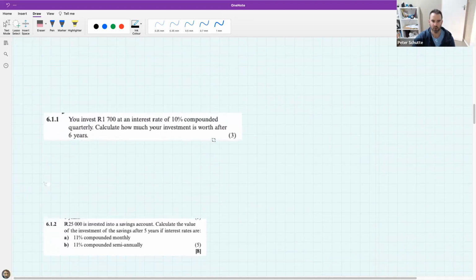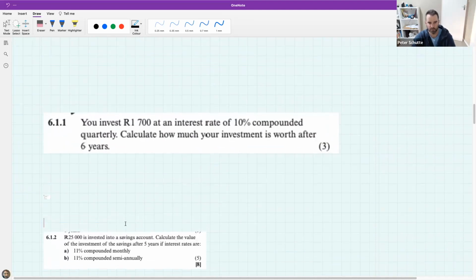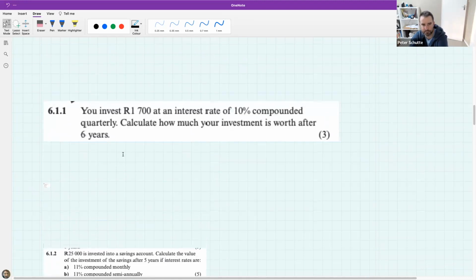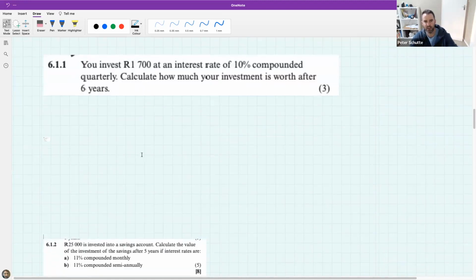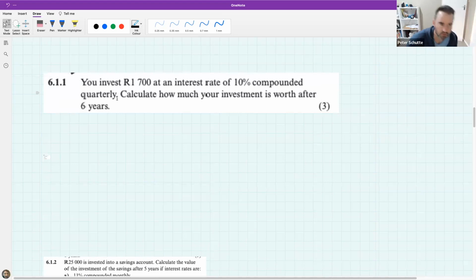Okay, let's do this one first. Let's do some practice. You invest 1,700 Rand at an interest rate of 10% compounded quarterly. How much is your investment worth after 6 years? I'll give you a moment. And if there is a question, I encourage you to raise your hand and we can chat. But for now, we're just getting the wheels moving, testing our basics.